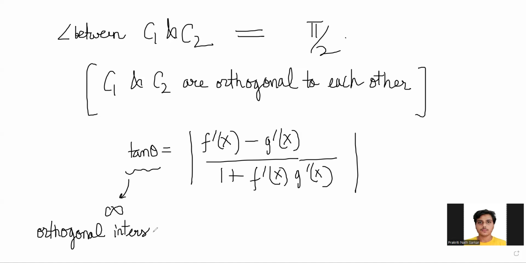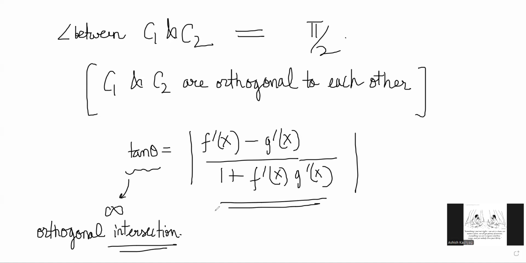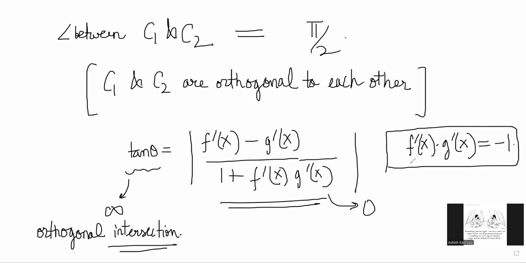If tan theta is tending to infinity, the only way in which that can happen is if the denominator tends to 0, right? So basically we have to say that the product of f dash x and g dash x is -1, which is what you would expect because the tangent slopes at that point must be perpendicular, correct? Yes, sir. Slope of the tangent at those points has to be perpendicular, and that is what we are getting. Angle of intersection is 90 degrees.